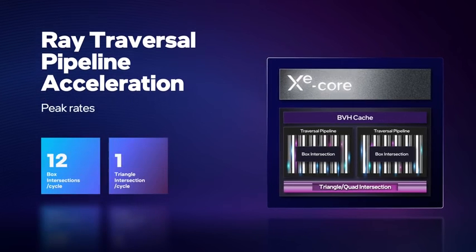Let me go ahead and give you a couple of peak rates. We do 12 box intersections per cycle, and we do 1 triangle intersection per cycle per core. So depending on your clock rate, do the math. If you take your frequency, you can get to the peak box intersections per GPU, and triangle intersections. I didn't put it on here because we don't really want to talk about our final clocks and how many cores and all this stuff. That'll come later. But think about it for the ray traversal pipeline acceleration peak numbers.